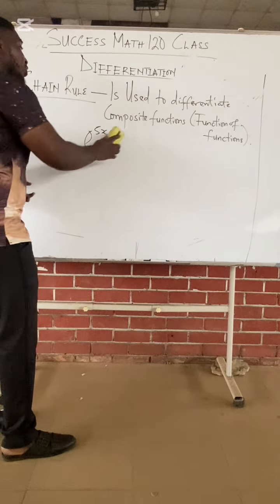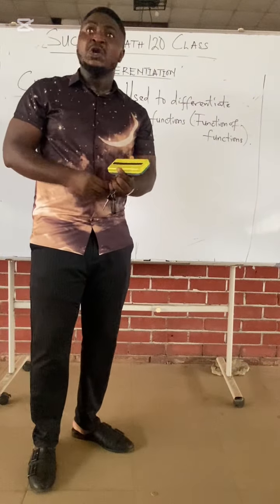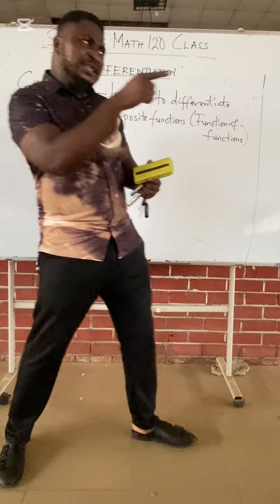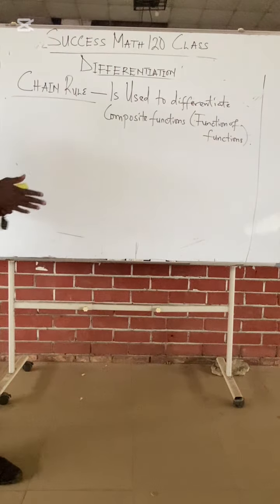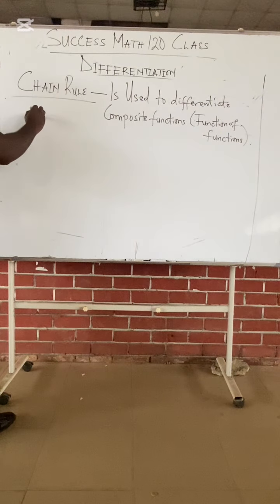So one rule does not fit all, class. That's why we have different rules of differentiation. There are rules for different types of functions. What might differentiate this might not differentiate this one. We just finished first principle, as you can see what we did there. This one now, class, what is a composite function? Let me give you an example.